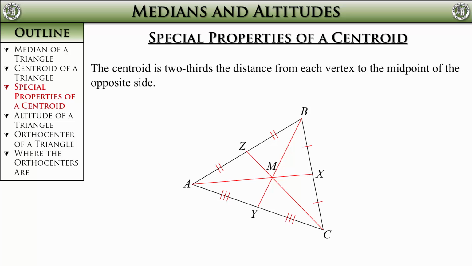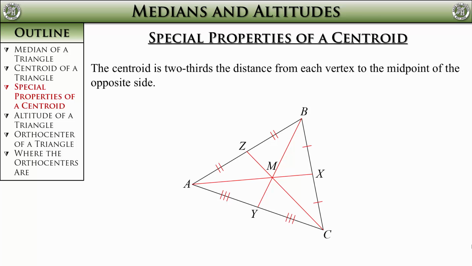The first is that the centroid is 2/3 the distance from each vertex to the midpoint of the opposite side. This is one of those cases where very few people get the concept based on the theorem. It isn't immediately obvious what it means from the wording, so I will present what it means to you in a few different ways, and hopefully one of them will click for you, and you will understand how to use them in the problems you are given.